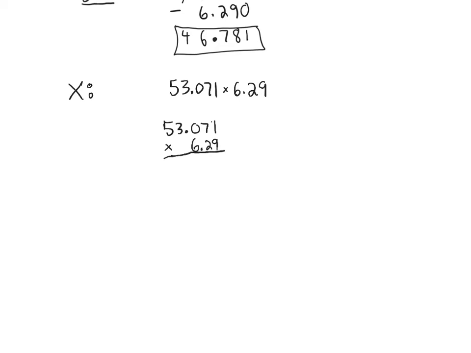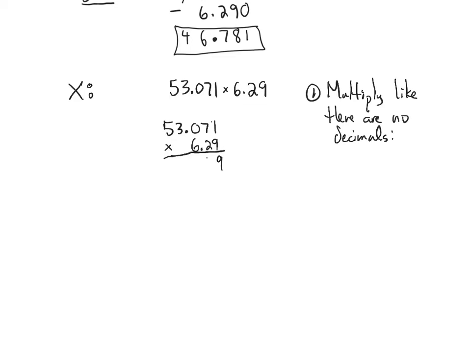So we just multiply like we do without decimals. And then there's a little bit of a rule at the end that we know. We add up the number of decimal places, and that's the number of decimal places in our answer. So let's go ahead and do it. So we multiply like there's no decimals. That's step 1. 9 times 1 is 9.